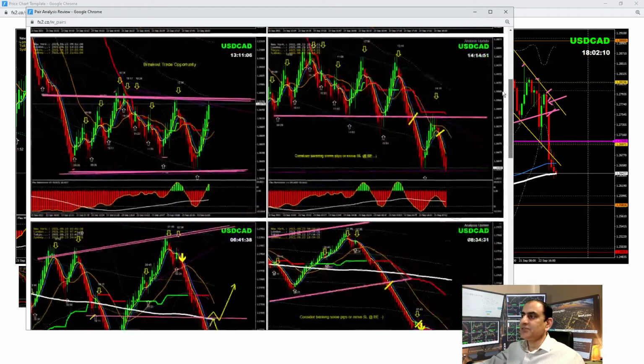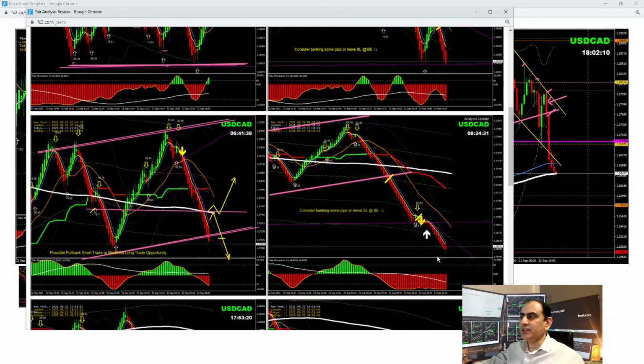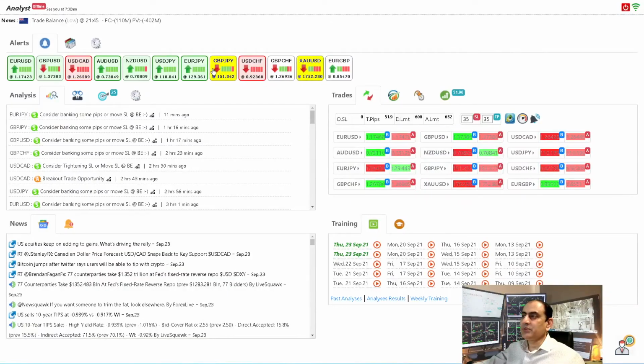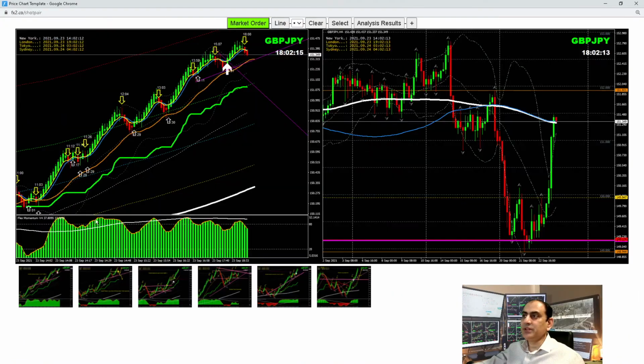But in the London morning session, we had an amazing ride, beautiful pips. We had such amazing trades. Another beautiful trade was the pound yen. That was a beautiful trade. We just kept taking pullbacks and really enjoyed it. That was the best trade of the day today.